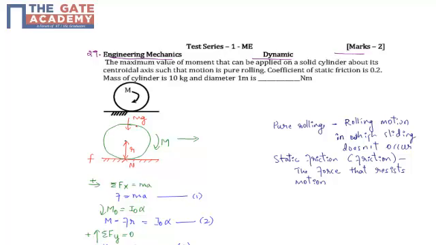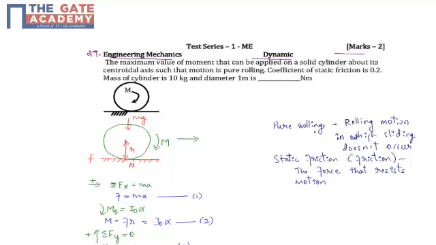Now consider the solid cylinder which is at rest. The radius of the cylinder is r, and the forces on the cylinder are the weight of the cylinder, which is mg, and the reaction force at the contact surface, which is N. The friction force acting on the cylinder is F. We have to find the value of the moment M.